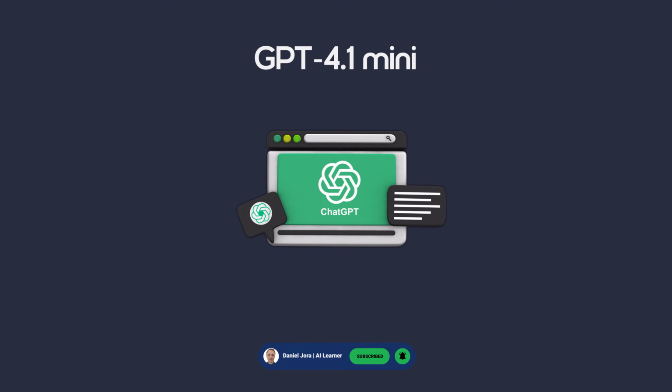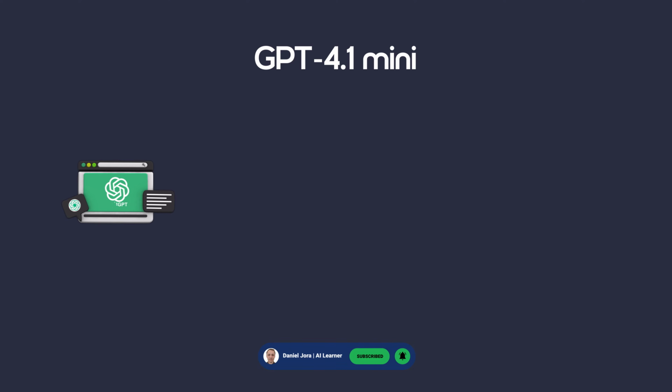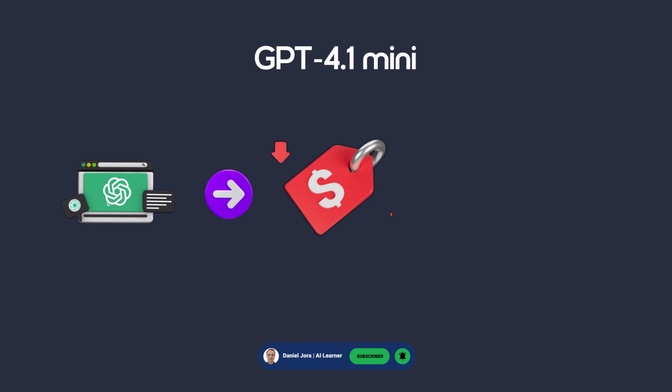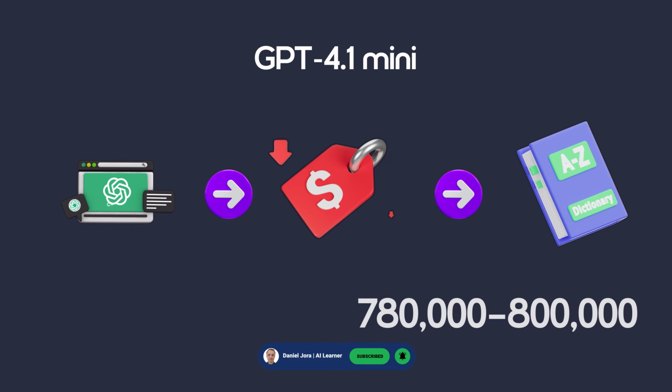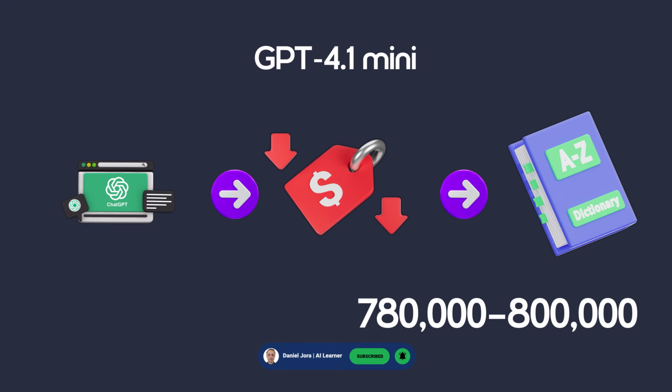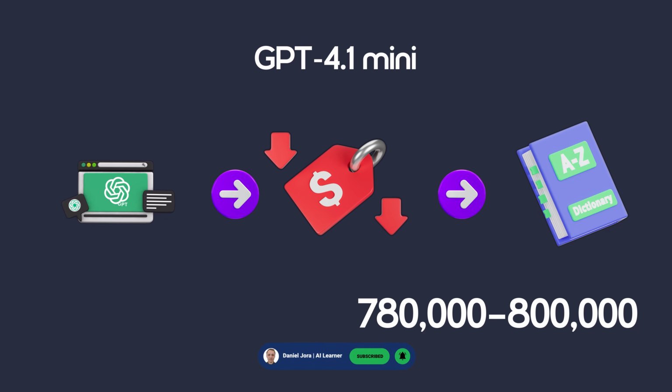GPT 4.1 Mini, a smaller, faster tier in the 4.1 family, aimed at giving much of the same practical reliability at lower cost and latency. The difference from GPT 4.1 is the efficiency trade-off, while staying in the same non-reasoning category. Its usable memory is roughly 780,000 to 800,000 English words.